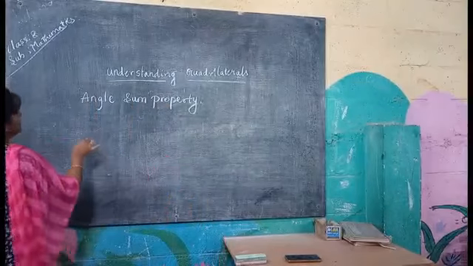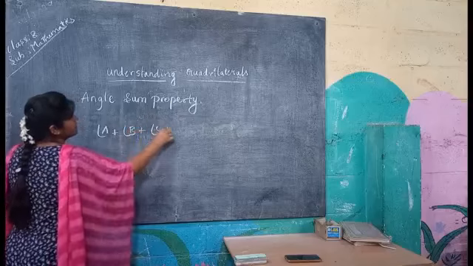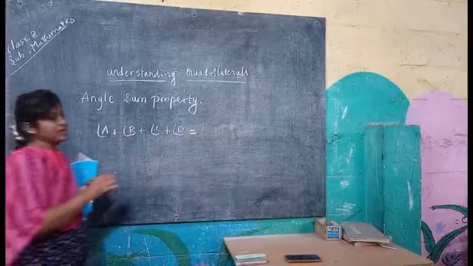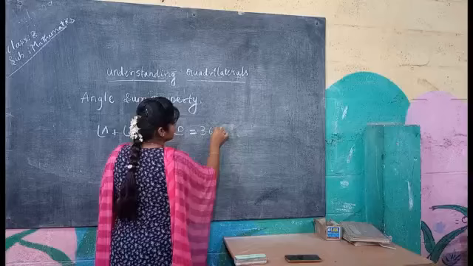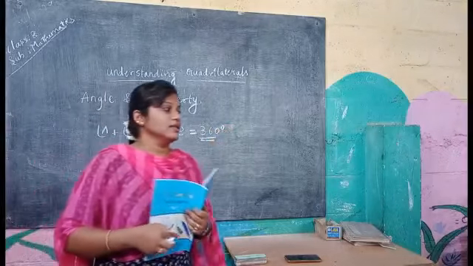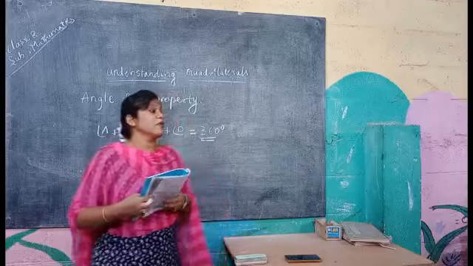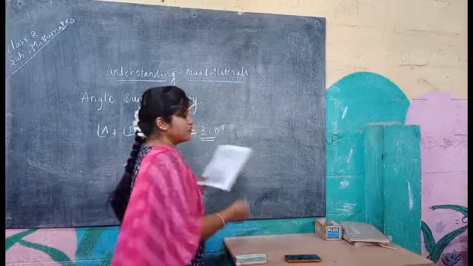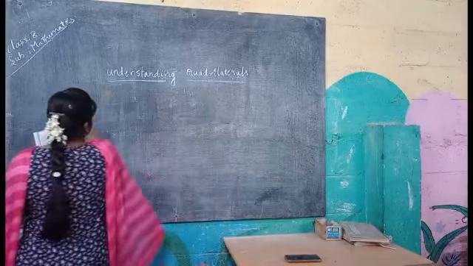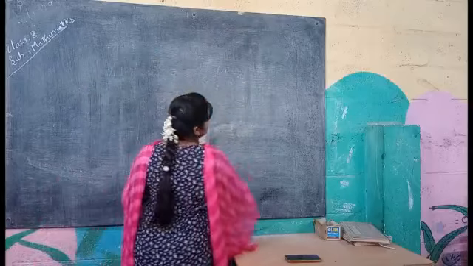For example, if we have angle A plus angle B plus angle C plus angle D, here it is not equal to 180. It is equal to 360 degrees. All round. Okay, 360 degrees. Now we'll solve some of the problems. Exercise number 4.1. We will see exercise number 4.1 in this.